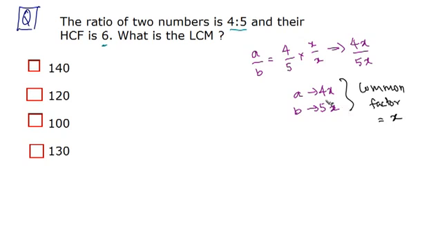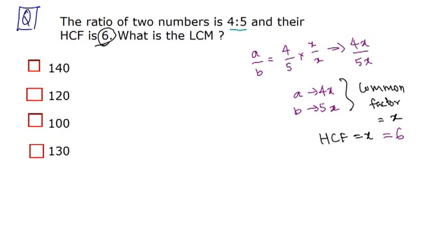And by the way, it is the only common factor between 4x and 5x. So if it is the only common factor, it is bound to be the highest common factor. Therefore, we can definitely say that HCF is equal to x. But we have been given the highest common factor, which is 6. So HCF is equal to x, which is equal to 6.